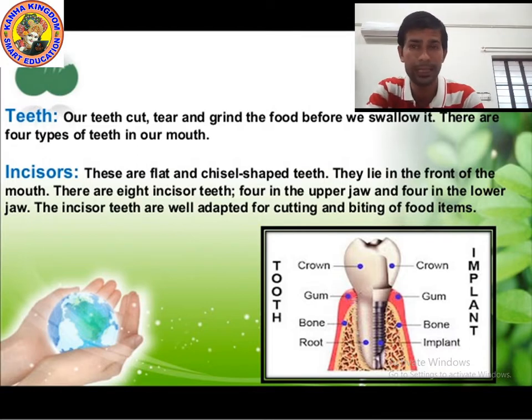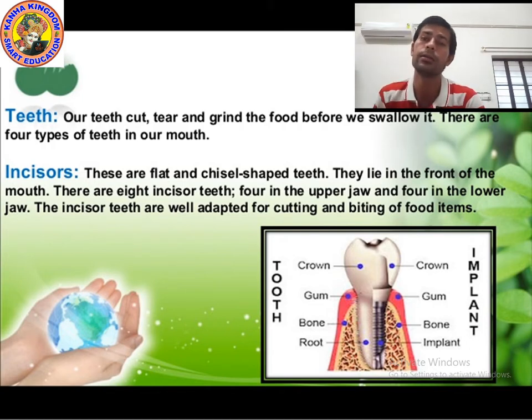And how many teeth are there in our mouth? Yes, there are 4 type of teeth in our mouth. So which are the 4 type of teeth? Incisor, yes, canine, molar, premolar. Okay, incisor, canine, molar, premolar.